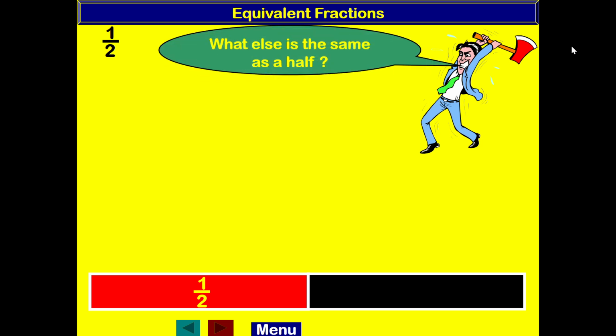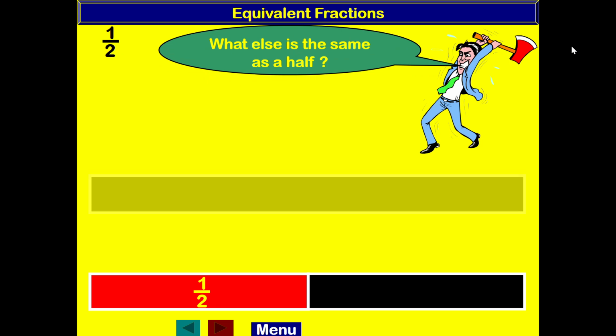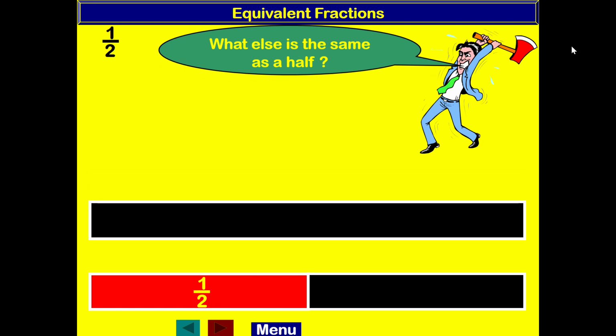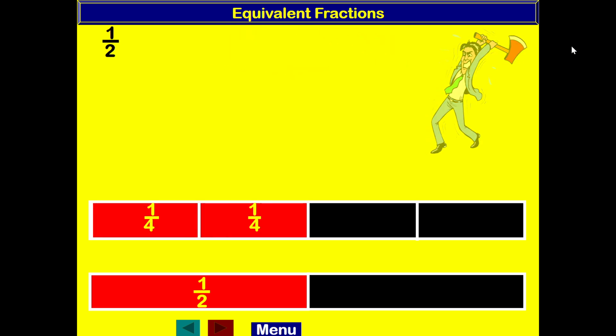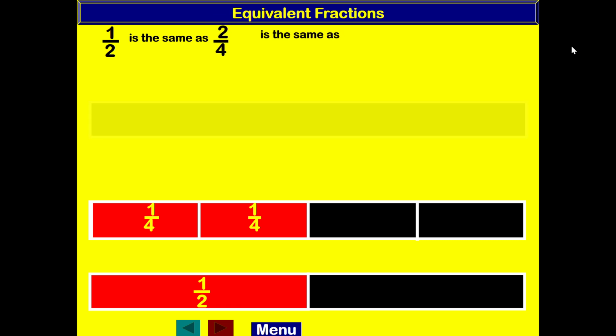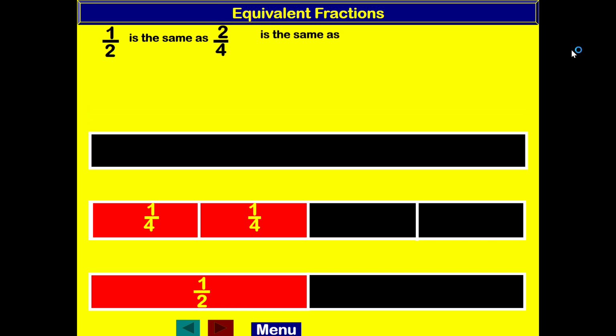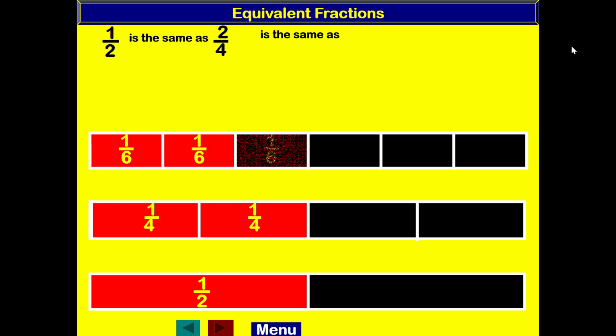And what else is the same as half? Consider we are using the same size box, but this time we'll be dividing it into four equal portions. So that half will be equal to 2/4. We can use the same size box again, but this time we'll divide it into six equal portions. So that half will be 3/6.